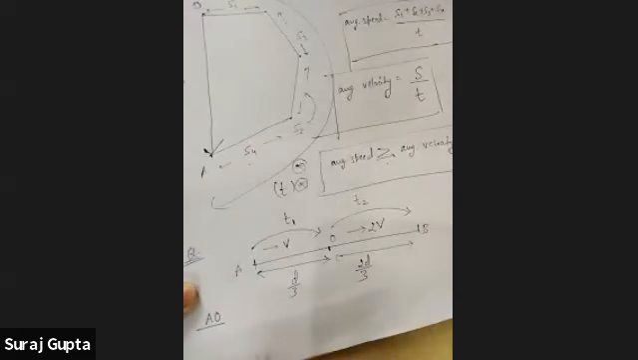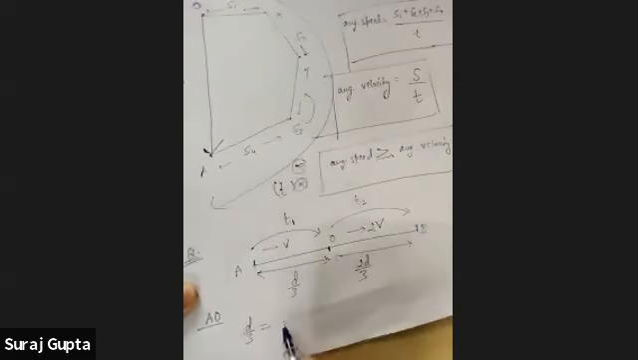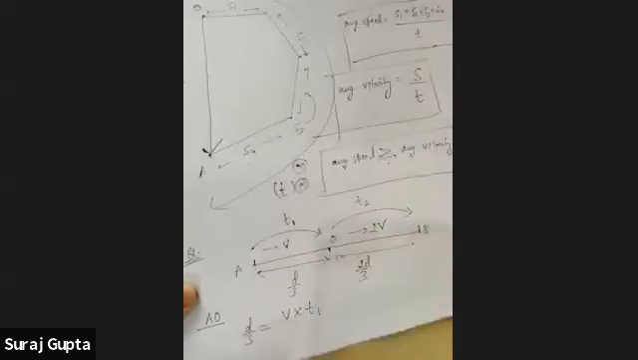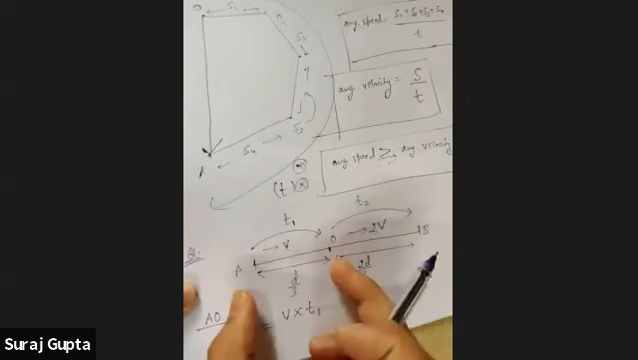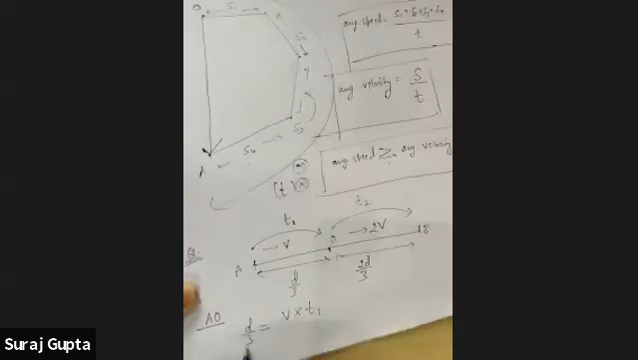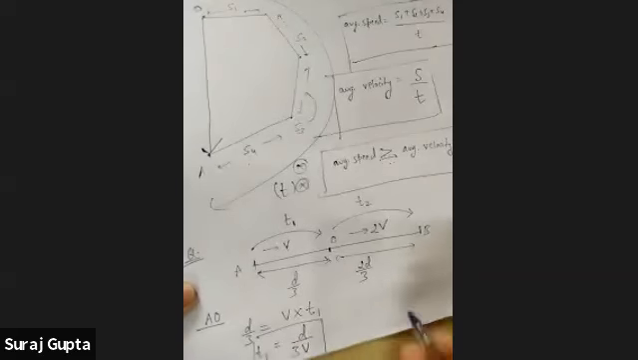you know the simple formula: distance is equal to speed multiplied by time, or displacement is equal to velocity multiplied by time. So this AO distance is d by 3. So d by 3 is equal to the speed during AO, which is v, multiplied by the time taken, t1. So what is t1 here? t1 in terms of d and v comes out to be d upon 3v.